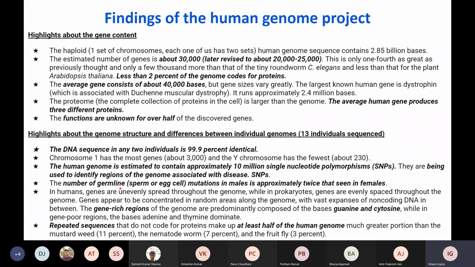So there were many more germline mutations in males as opposed to females. Human genes were unevenly spread through the genome. As I told you, prokaryotes are very gene dense. But in the human genome, there were some regions which were gene rich, and some regions which were gene poor. The regions which were mostly gene rich had a higher frequency of G and Cs.